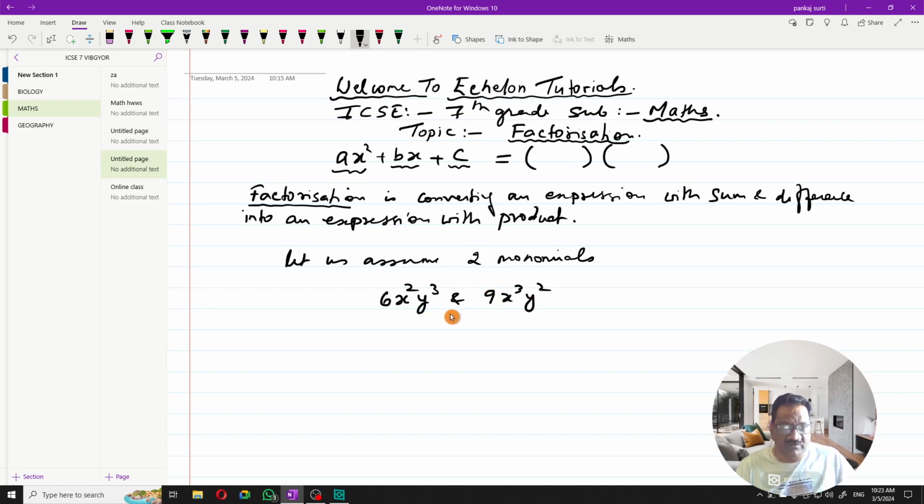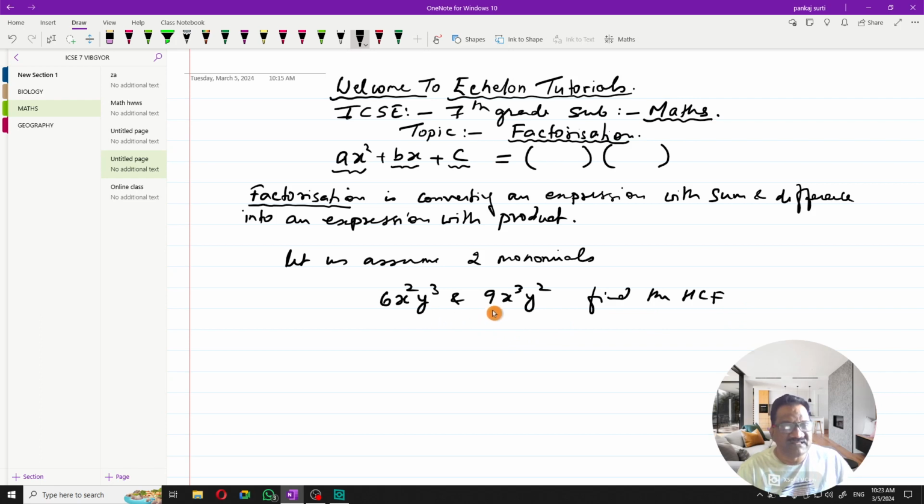Okay, now if I want to ask you, like, what is the HCF of these two monomials? Okay, HCF. Now why I'm trying to tell you to find out HCF, the reason is HCF is something which will be useful in factorization. Okay, so if you want to understand what is factorization and how to factorize, you should understand what is HCF. Okay, so let us assume two monomials and find the HCF.